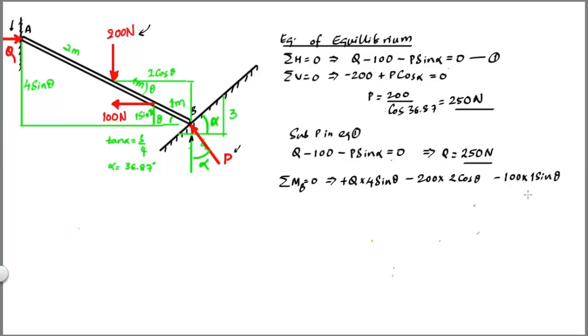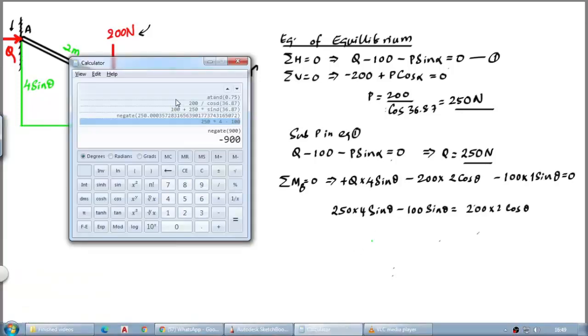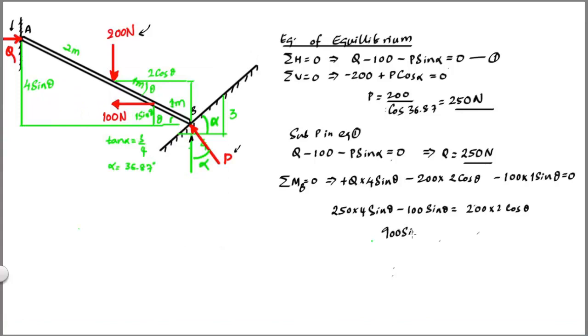Let's substitute the value of Q in this equation, and we will be able to find the value of theta. Here the Q value is 250 times 4 sine theta. The cos term, let's send to the other side, and 100 sine theta of course remains here. The 200 into 2 cos theta becomes positive when sent to the other side. So now we get 900 times sine of theta on this side, and on the other side we have 400 times cos of theta. Taking cos of theta to this side, we get sin theta by cos theta equals 400 by 900, and that is of course tan of theta. So tan of theta is equal to 4/9.